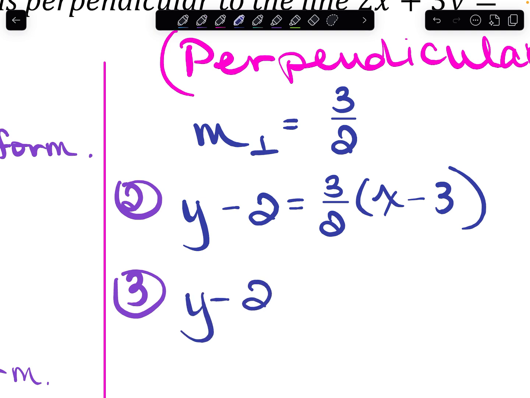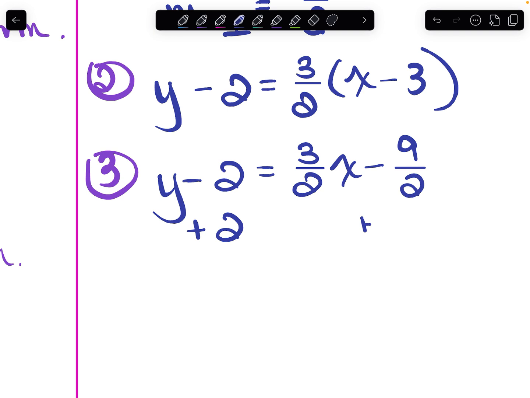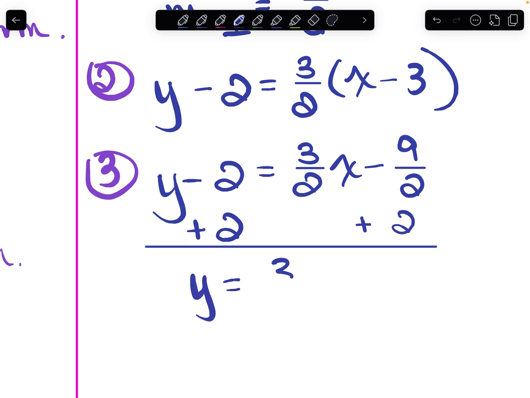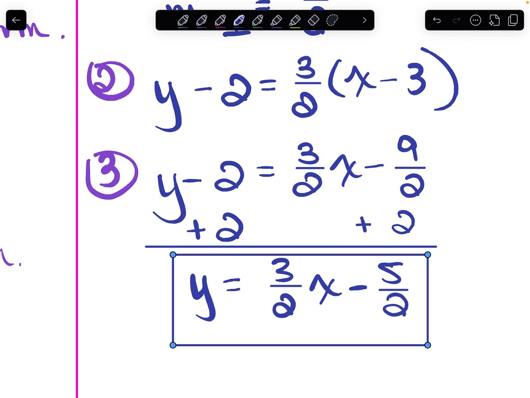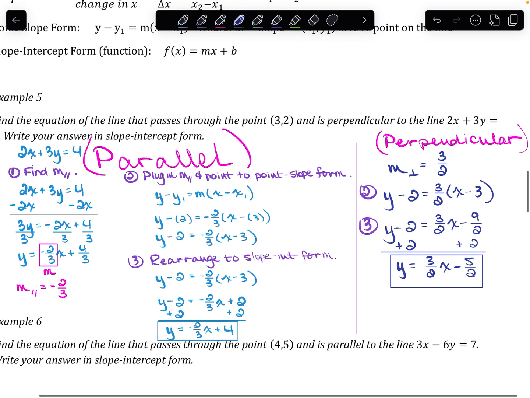So we're going to distribute our 3/2. 3/2 times negative 3 is negative 9/2. And then we're going to add 2. So we get y equals 3/2 x, and then negative 9/2 plus 2 is going to be negative 5/2. So there's the way the problem was supposed to go. So this is what your answer should actually be. So now you've got it both ways on the same problem to compare.